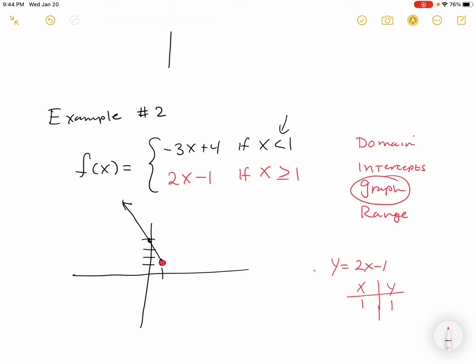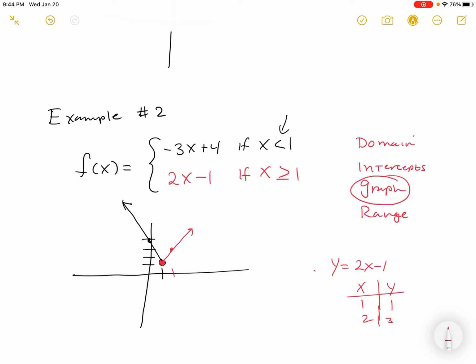Now, personally, I would go plug in 2. I'd plug in something that's in the domain of this line, so I can just draw it that way. And if I plug in a 2, I get 2 times 2, which is 4, minus 1, which is 3. And so at 2, I'm up at 3. And so we're drawing this line right here, and it goes on forever. That's what this piecewise defined function looks like.